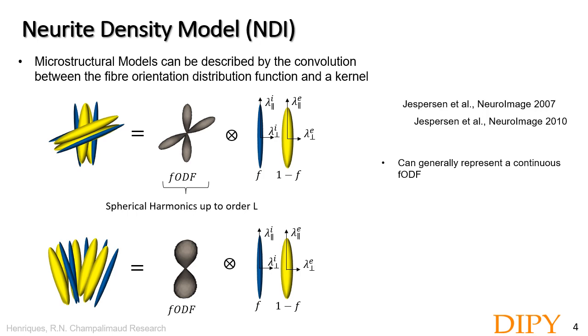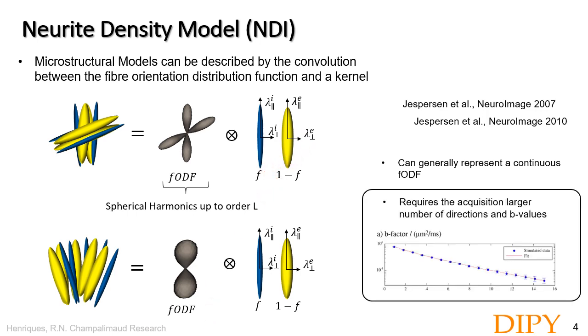However, while in tractography typically constraints are imposed in the kernel to improve the ODF estimates, in microstructure models we focus on the estimation of kernel parameters. For example, the axial and radial diffusivities of individual compartments and their volume fractions. To avoid degeneracies when fitting the parameters of the kernel, data acquired for a large number of directions and high b-values is, however, required.